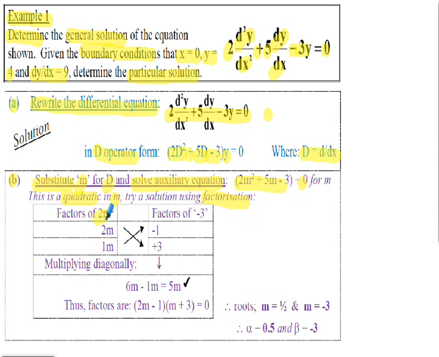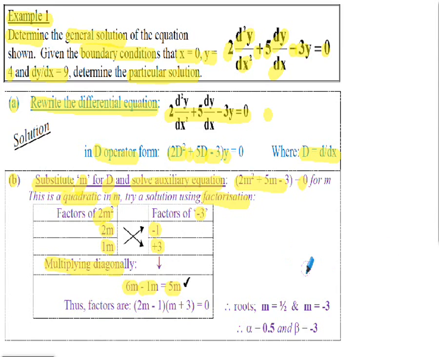So factors of the 2m squared term could be written as 2m and 1m, and factors of the negative 3 constant can be written as negative 1 and positive 3. So cross multiplying the above values, 2m multiplied by positive 3 is positive 6m, and 1m multiplied by negative 1 is negative 1m. Adding them up we get 5m, and that's the middle term above, so we've got our solutions. So the factors in this case will be 2m minus 1 and m plus 3, and they equal 0.